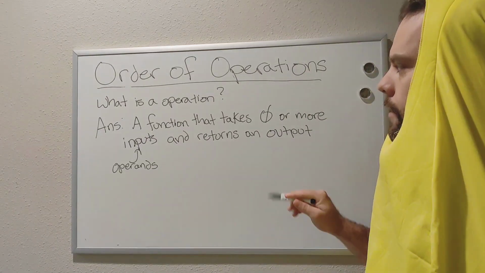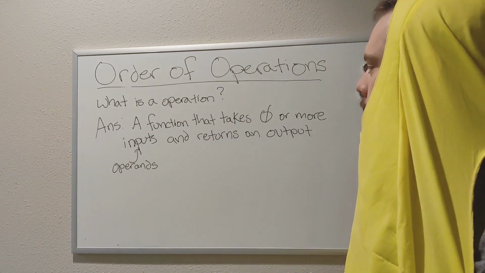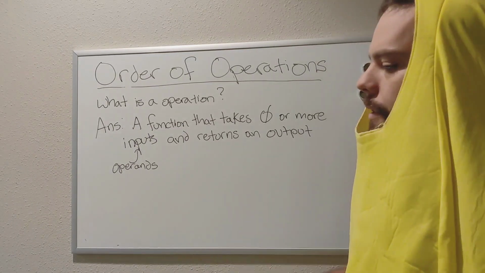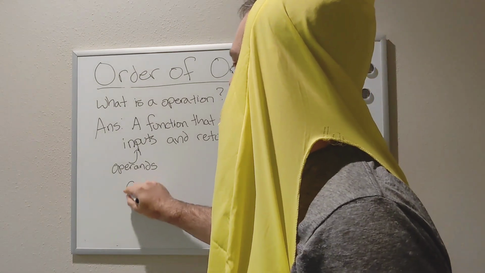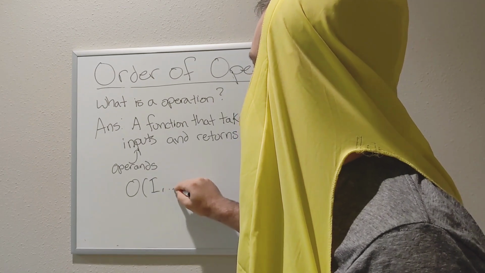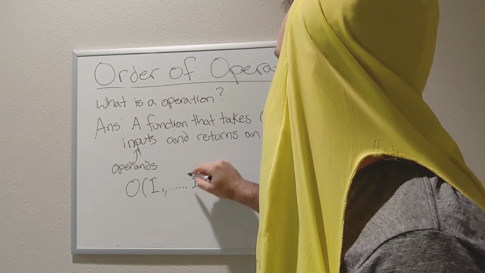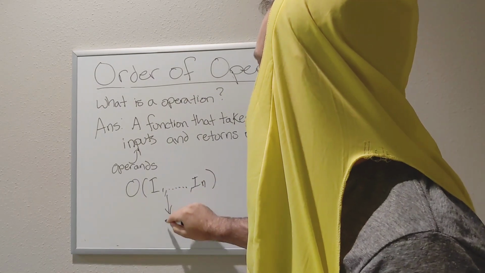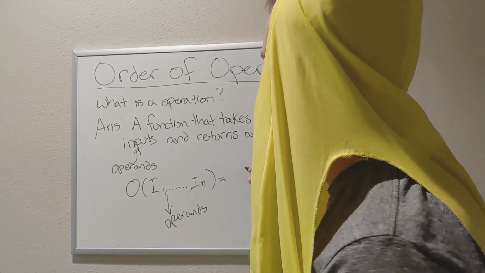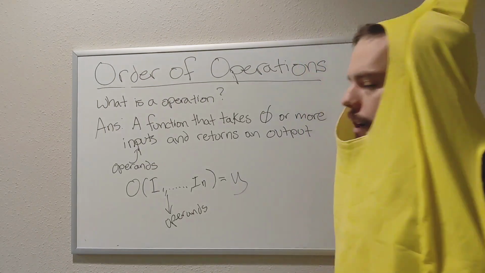Okay, so before we jump into examples, I just want to briefly talk about what an operation is. Simply put, it's a function that takes zero or more inputs and returns an output. And what does that mean? Well, let's say we have an operation O, and we have inputs, maybe I1 up to IN. We call these inputs operands. And it's going to return some kind of output, and we'll call that output, I don't know, Y. That's what an operation is.